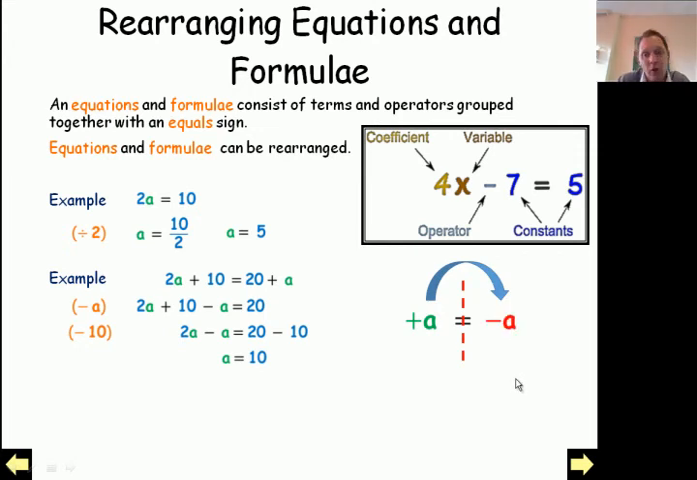So if it's a positive number on the one side, or positive letter, it'll become a negative letter on the other side. If we've got a division and take it over to the other side, it will become a multiplication. Again, this is a really good way of being able to manipulate or rearrange equations and formula.